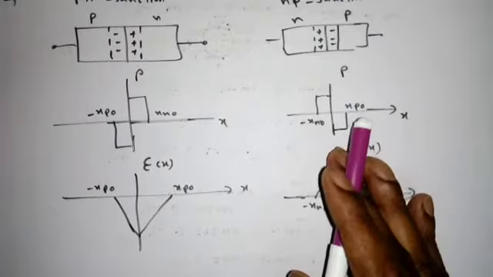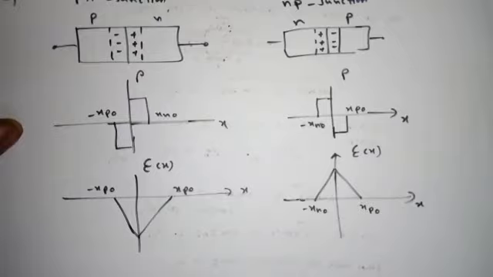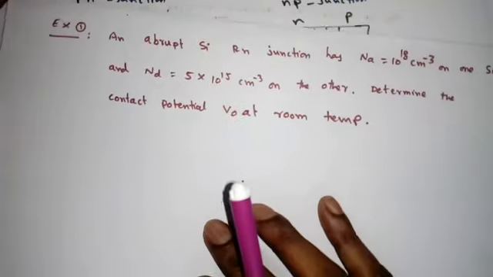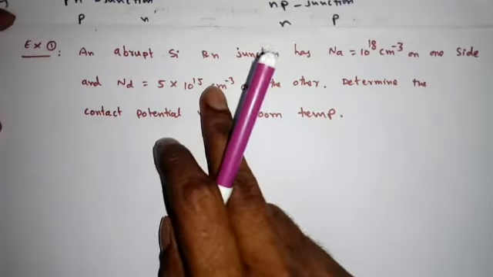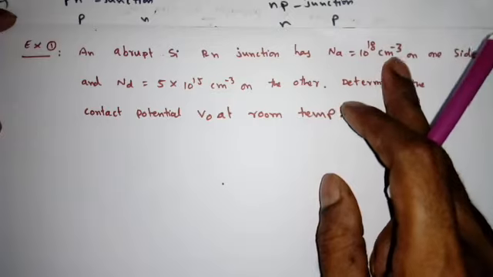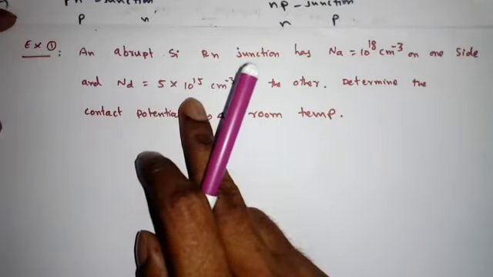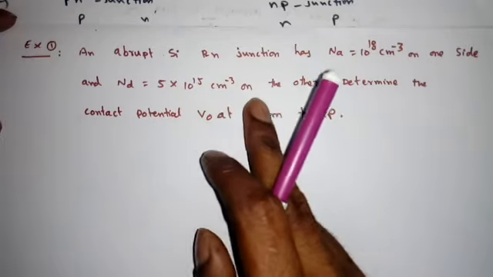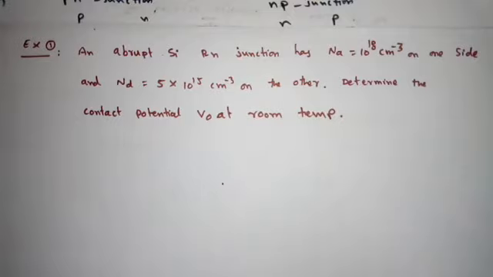So these are some formulas in PN junction under equilibrium. Now we will solve numericals based on these formulas. The first one is something like this, a very simple one. An abrupt silicon PN junction has Na equal to 10 to the power 18 centimeter power minus 3 on one side, and Nd equal to 5 into 10 to the power 15 centimeter power minus 3 on the other. Determine the contact potential V0 at room temperature.